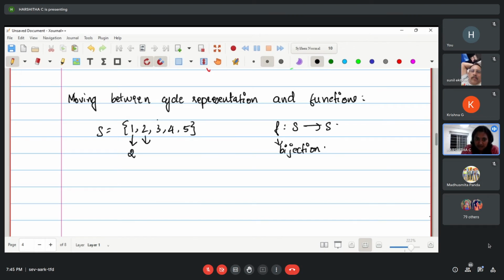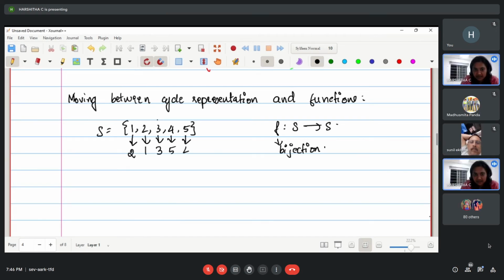So let's say to 1 you assign the value 2. To 2 you assign the value 1. To 3 you cannot assign 1 or 2 because you want it to be a bijection. So let's say we assign 3. To 4 you assign the value 5. And to 5 you assign the value 4. Is this clear that what I have done is written a bijection function from S to S? Yes, ma'am, it's clear.